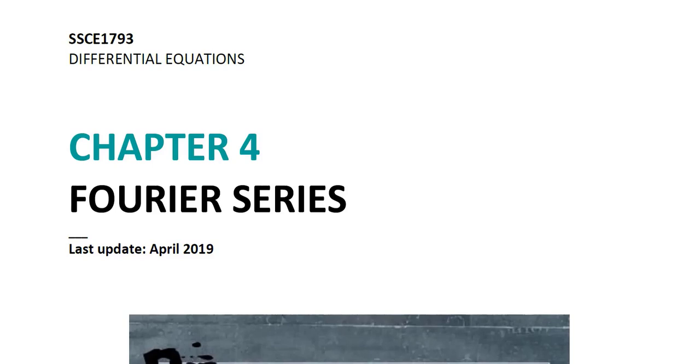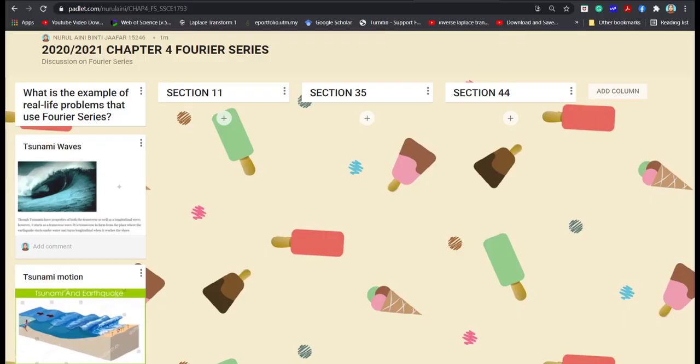In this video, I will talk about Fourier series, chapter 4. Fourier is the name of the mathematician who introduced this series. Fourier series is used in problems that involve vibration and oscillation, especially in physics and engineering. These problems involve periodic motion, so we can use Fourier series to solve them.